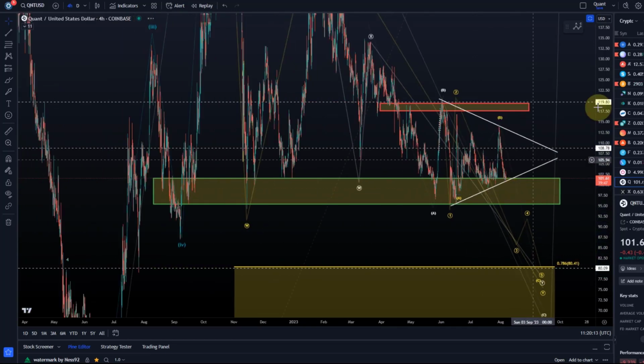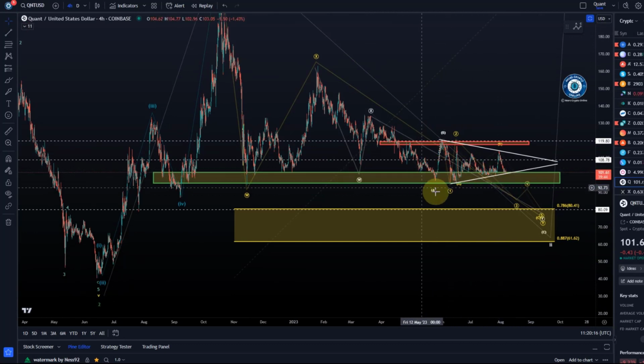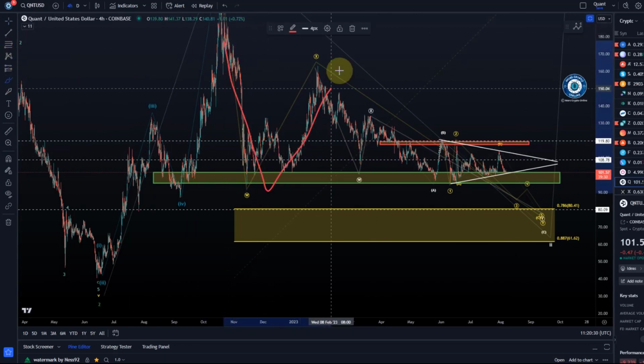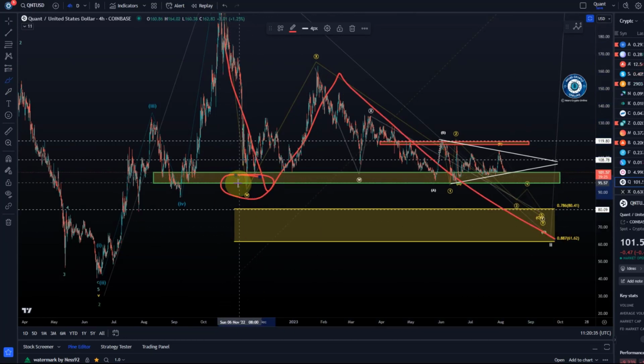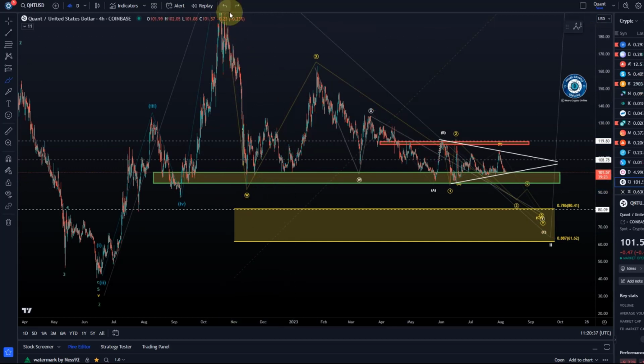A few reasons for that. First of all, the structure here doesn't really suggest that a low is in place. All the rallies have been 3-wave structures, and that typically makes one more low likely. Typically, in such a complex correction like this one that I'm counting as a WXY structure, the Y wave would end below the wave W low, and that was at $94. So typically, we would expect another low below that. And this assumption stands until price proves us wrong and shows us that we have to change our perspective.